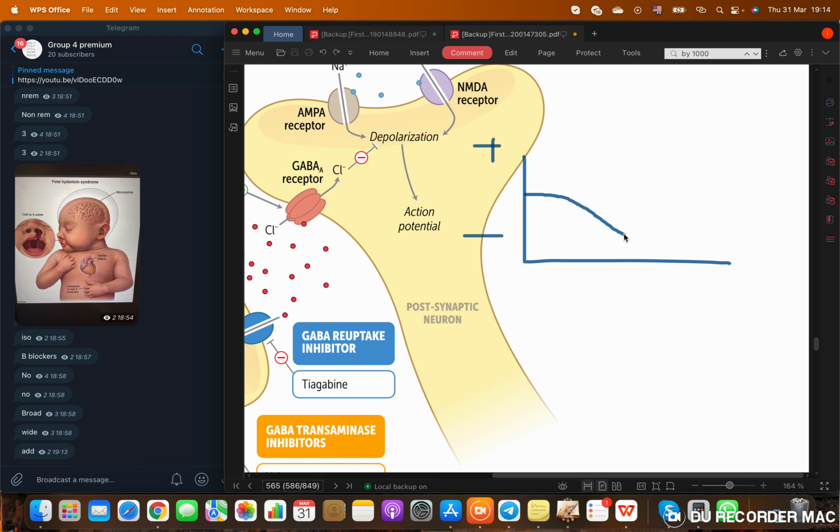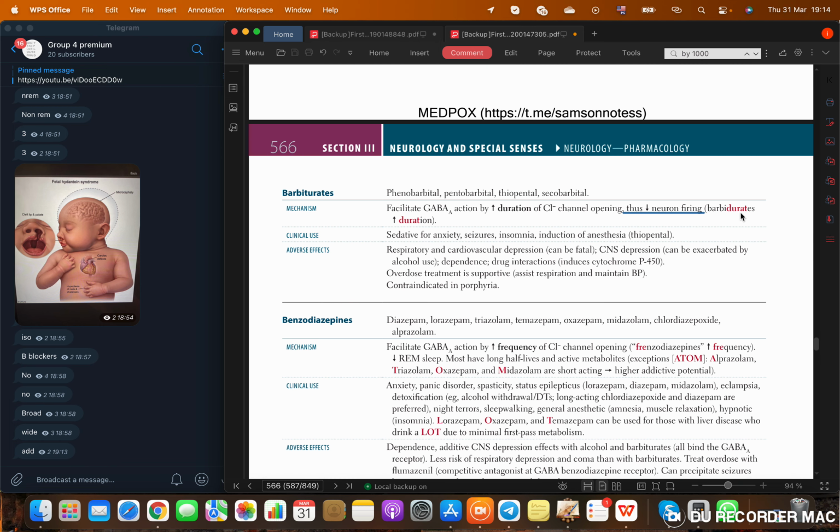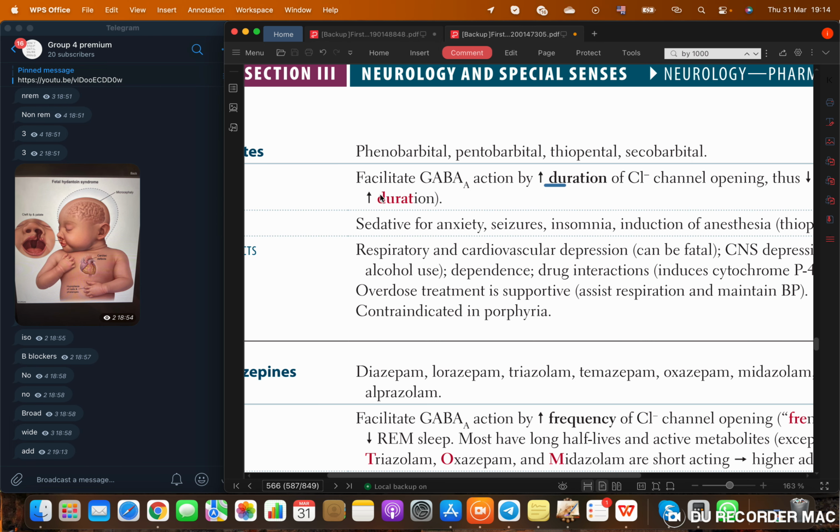Instead, when the chloride enters, it's going to inhibit the postsynaptic cleft even more, preventing the depolarization because of the entry of the negatively charged chloride. That leads to decreased neuron firing. Barbiturates increase the duration of the opening of the channel.